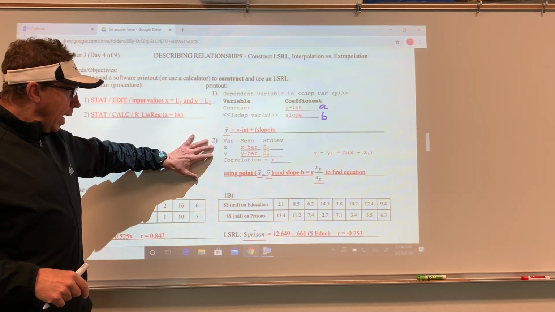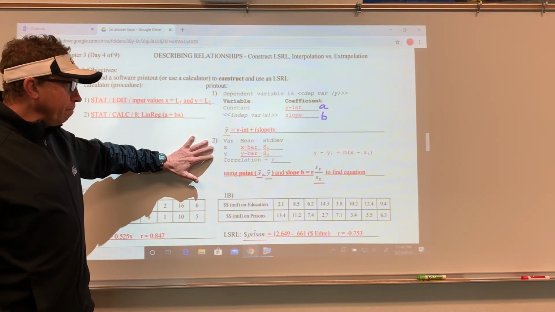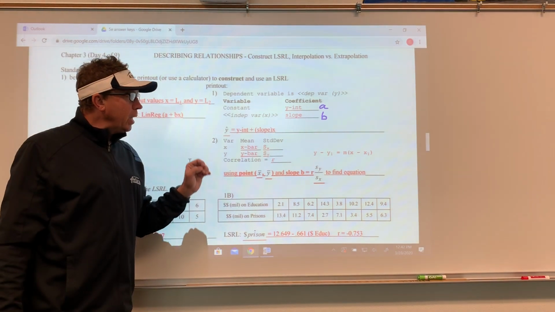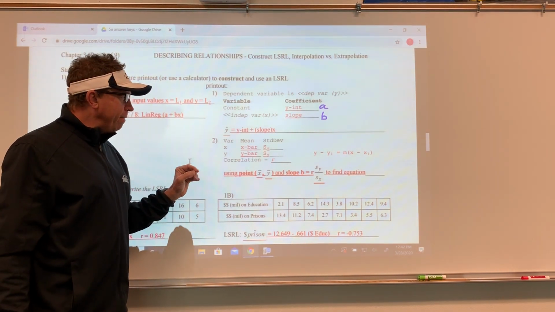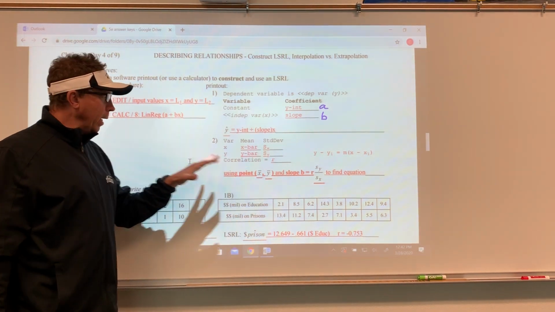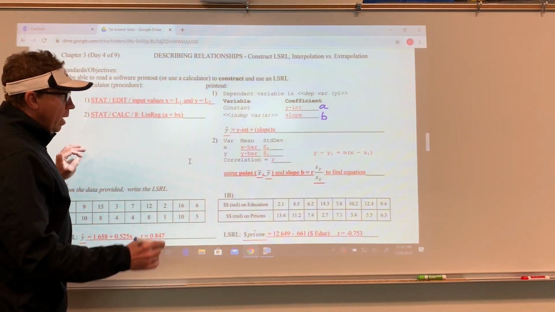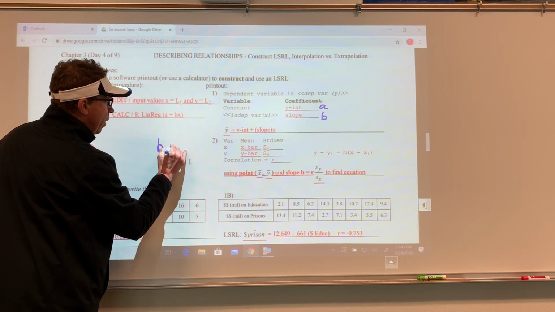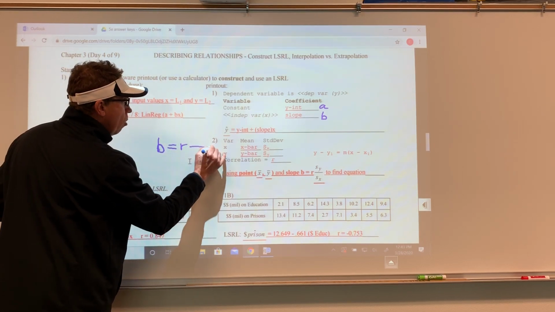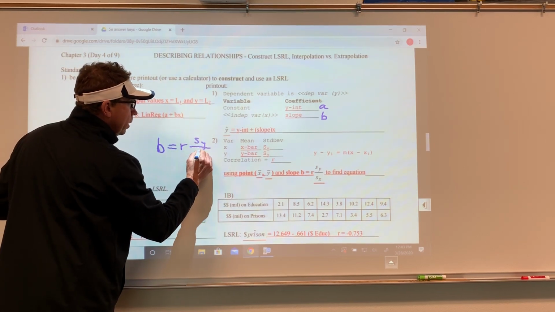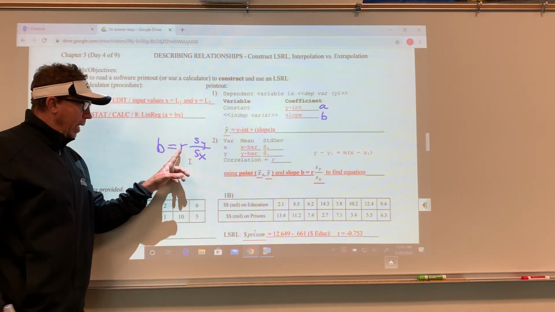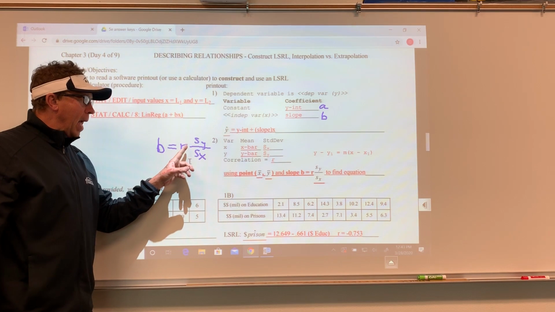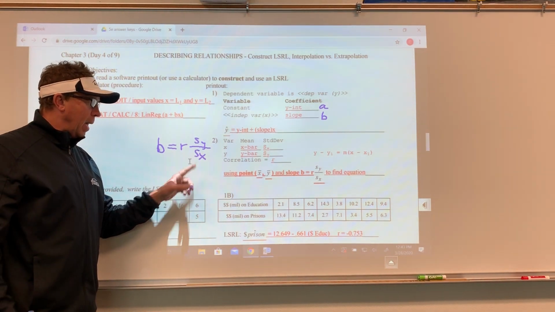Now, there is a way to get the equation of the least squares line if they give you some data, okay? A couple things to point out. There is a formula. I have it written right here, but I'm going to rewrite it. The slope is the correlation, which is R, how correlated things are, times S sub y over S sub x.